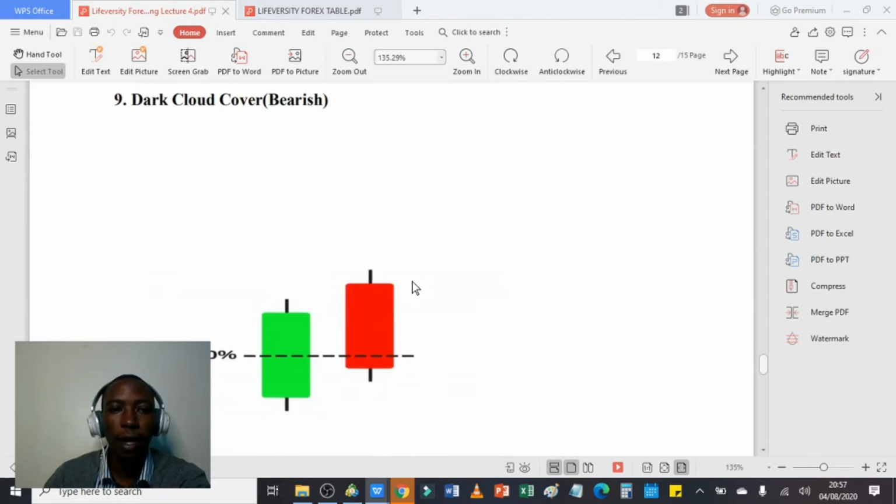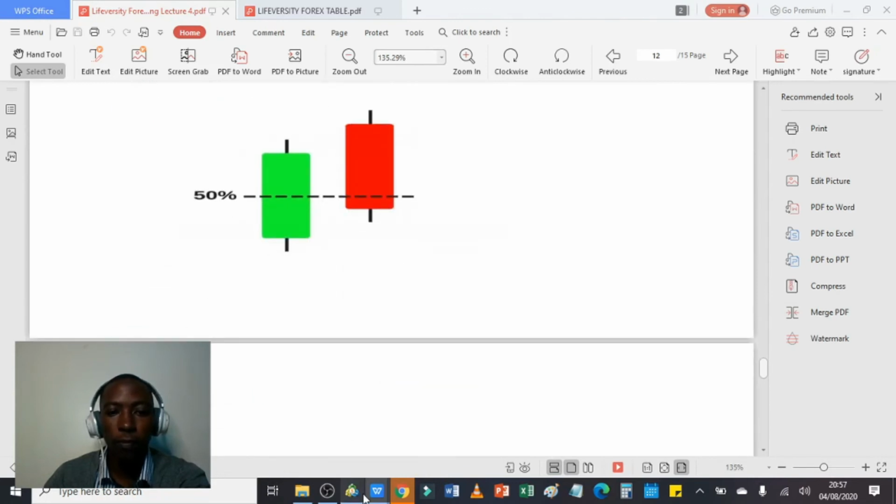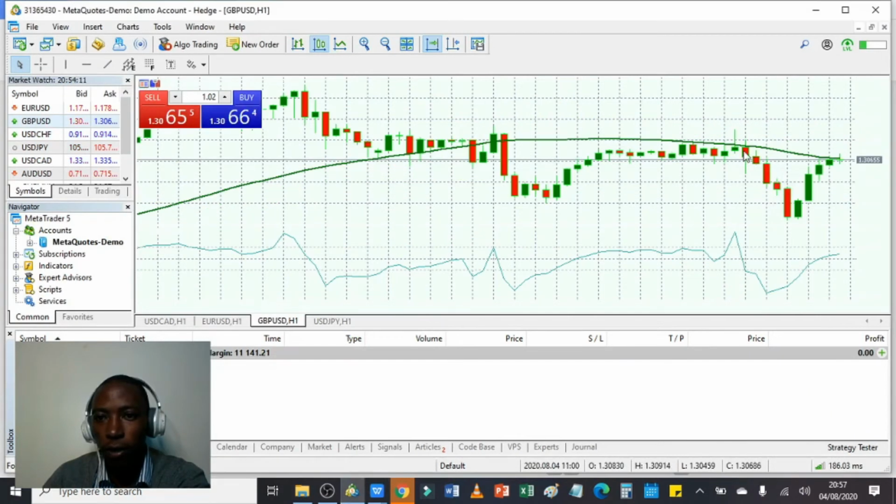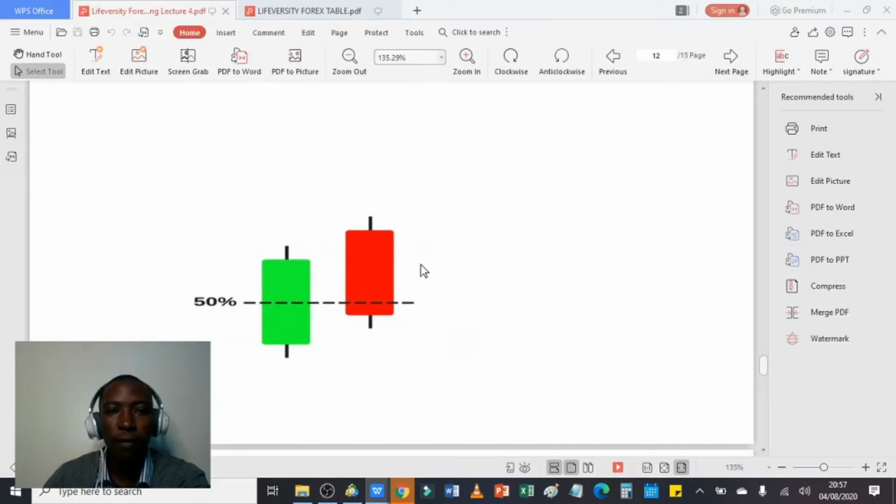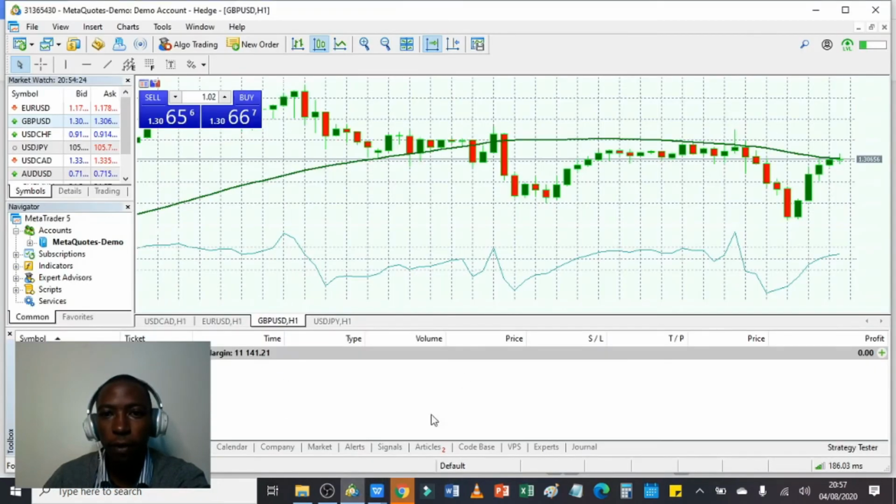Well, this is our dark cloud cover. We locate it at the top of an uptrend, a bullish candle, then a bearish candle forming like here. This is a good example of the dark cloud cover. It is a bearish pattern. You can view it right here at the top of this uptrend in my Great Britain pound United States dollar 1 hour chart.